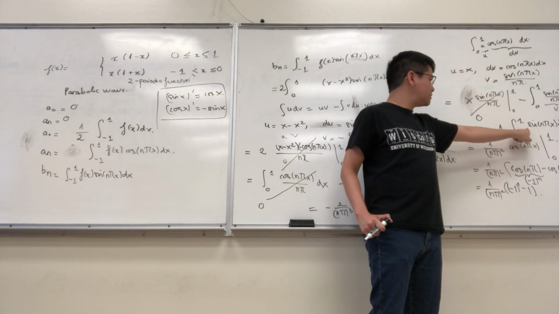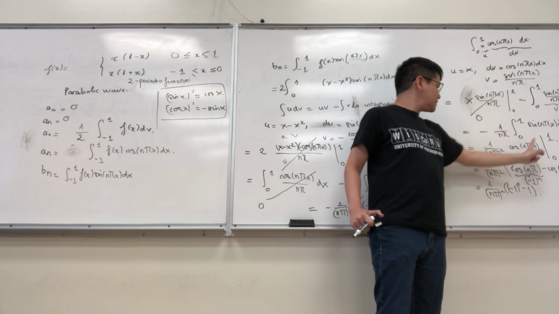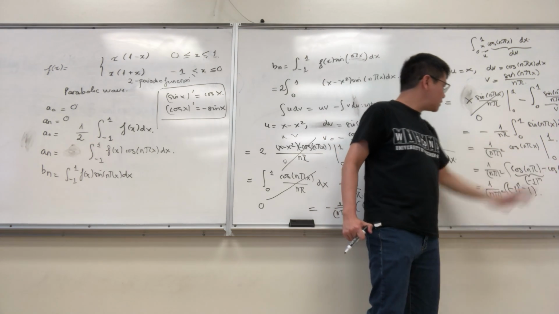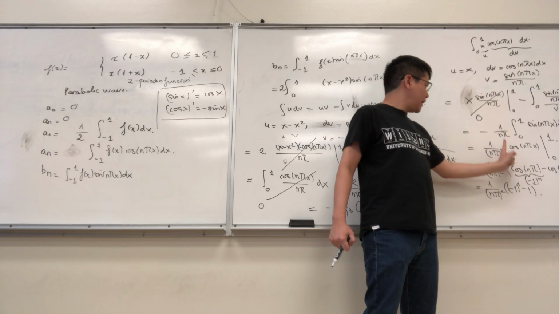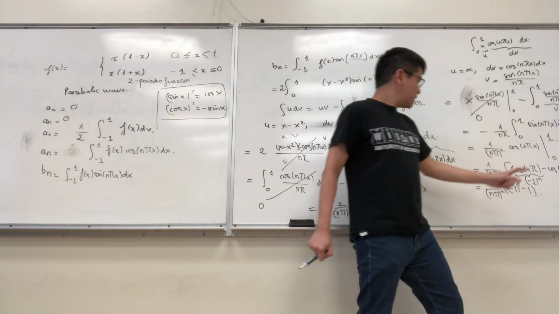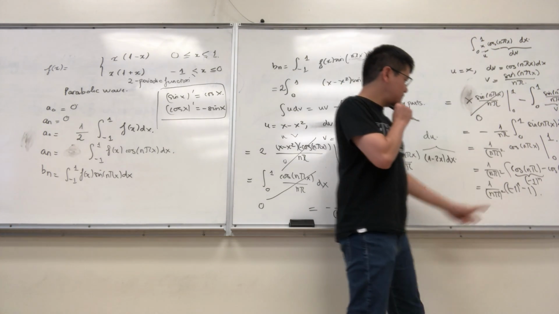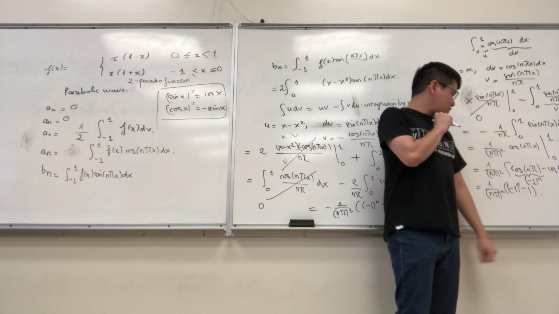The antiderivative of sine n pi x is minus cosine, but I have a minus here, so I can just write cosine, and of course I have to divide by n pi. So here I have a square. Now I take the difference between 0 and 1. This gives me cosine n pi of 1 minus cosine of 0.